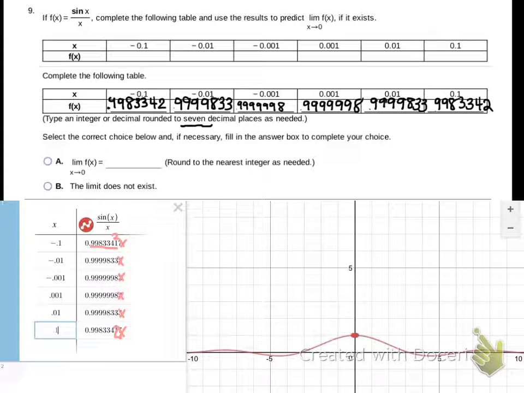So my question is, as x approaches 0, so 0 would be right in here, are we approaching the same value on the left and the right? And the answer, in my opinion, is yes. They're both approaching 1.